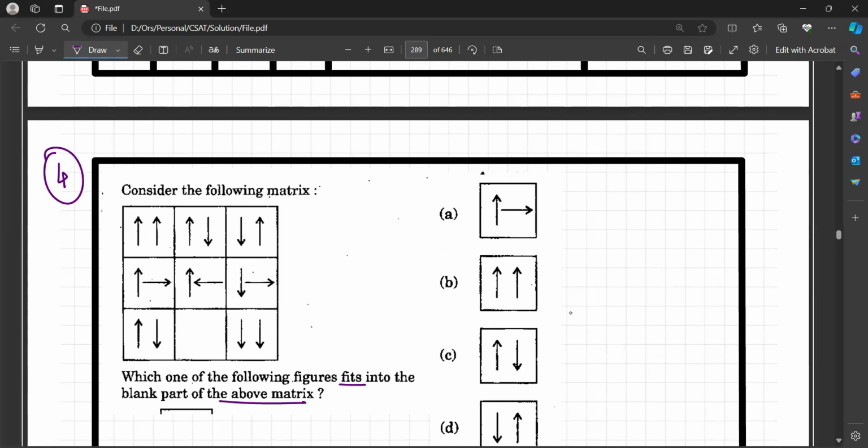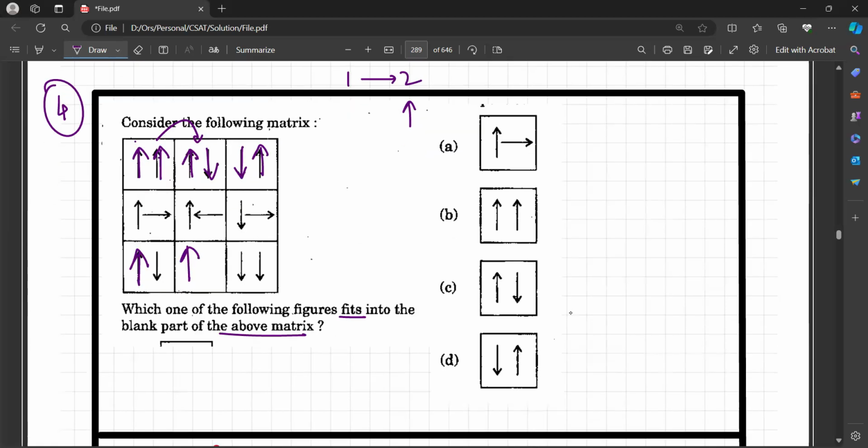Now see, in this figure you have two arrows. In the second case, the first arrow is as it is, the second arrow is flipped. Now the first arrow is flipped and the second arrow is also flipped. So what happens here? First figure to second figure, what change do you see? You see that the first arrow is as it is. So here this arrow will stay as it is.